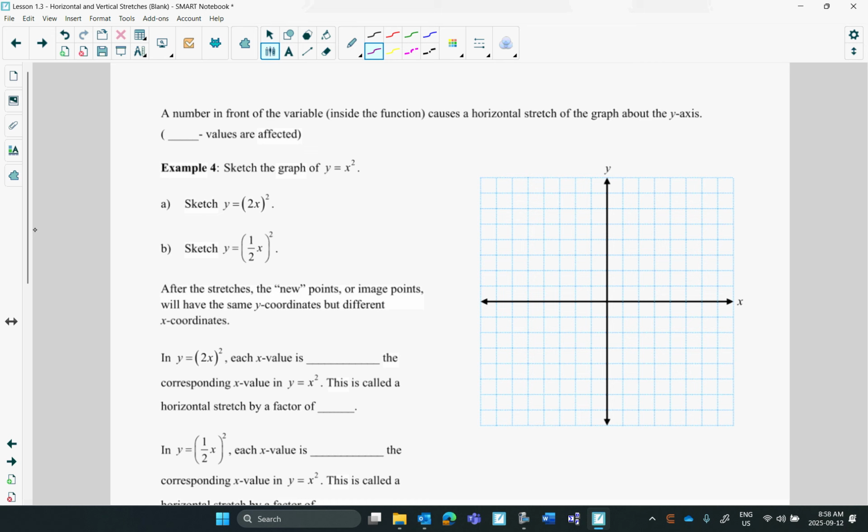Okay. So notice what happened, like in a vertical stretch, the y values are changing. In a horizontal stretch, the x values are changing, but the y's are not. Okay. So the x values are affected here. The y's stay the same.